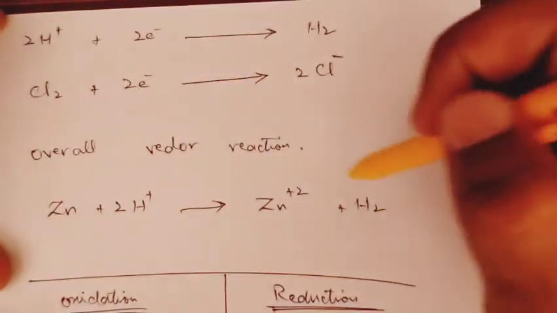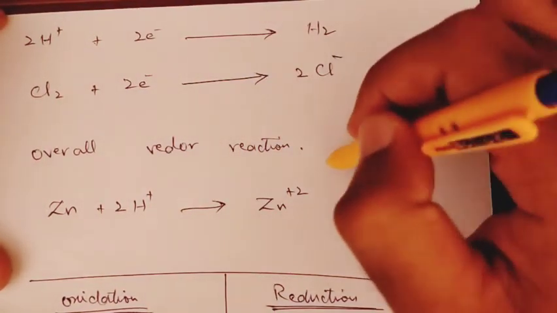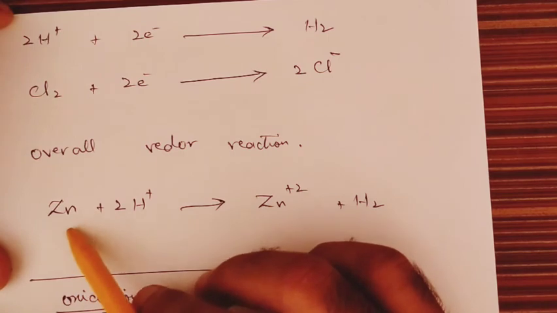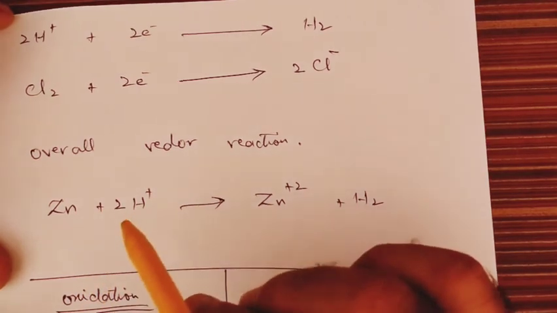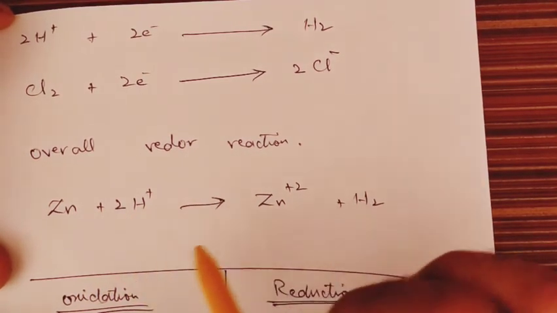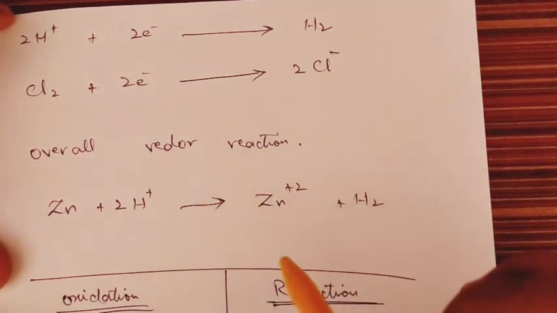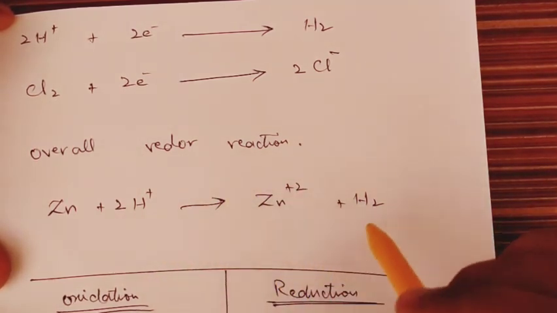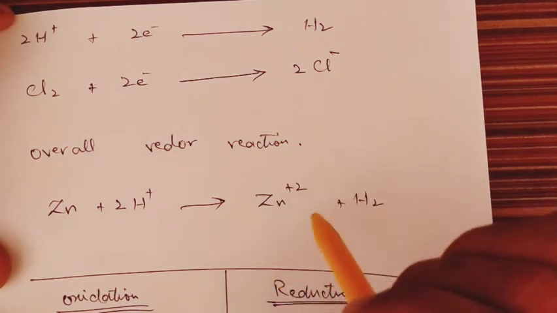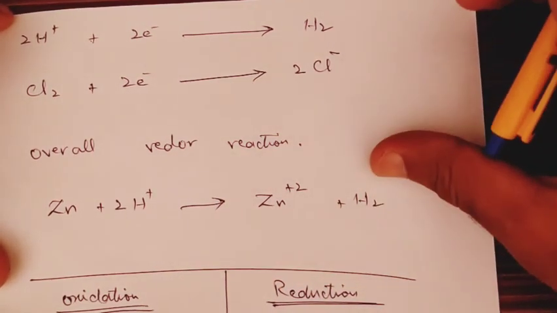Here it is reduced. The overall redox reaction is zinc metal and 2 hydrogen ions. Zinc loses 2 electrons and 2 hydrogen ions gain 2 electrons to produce hydrogen gas, and zinc ions are produced.